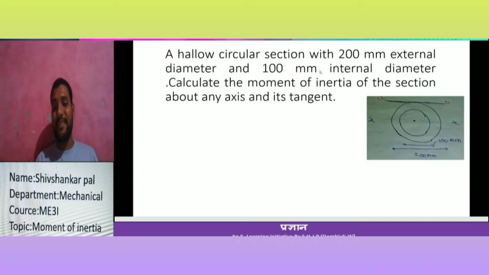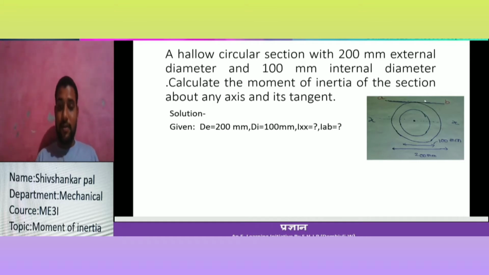What is the tangent axis? Tangent axis: when a line is drawn contacting a circular section at a single point, that line on the circular section is known as a tangent. About this axis I will also find out the moment of inertia. That is the problem. The solution starts.